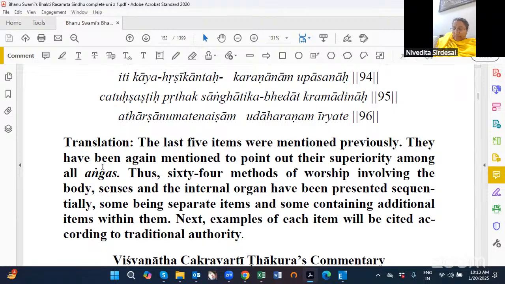So the 64 methods of worship involving the body, senses, internal organs have been presented sequentially, some being separate items and some containing additional items within them. Next, an example of each item will be cited according to traditional authority.